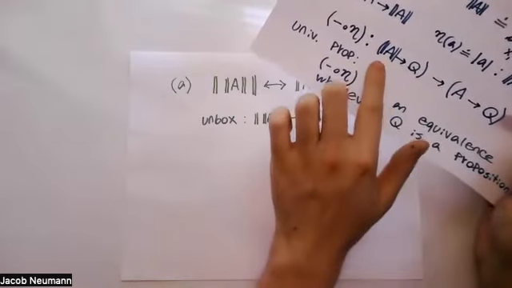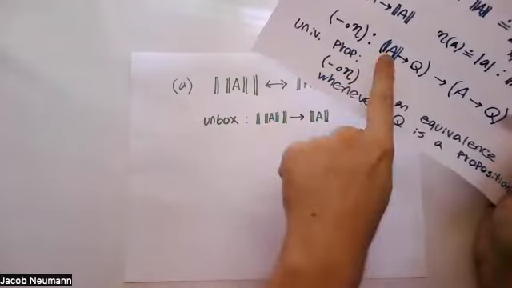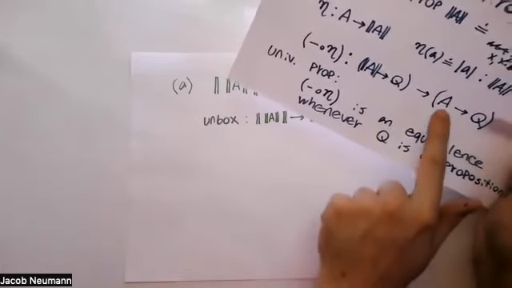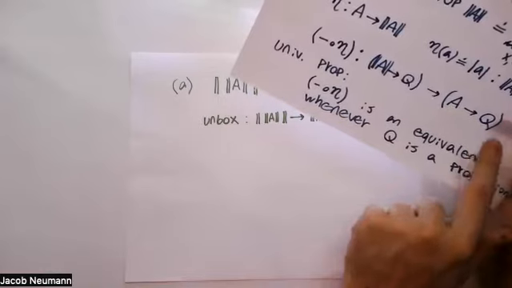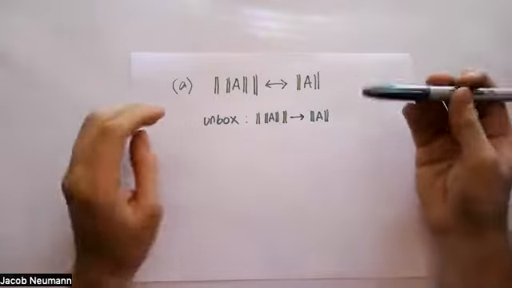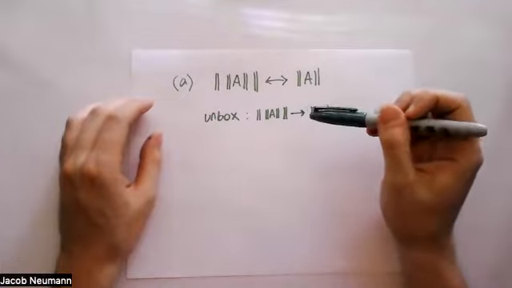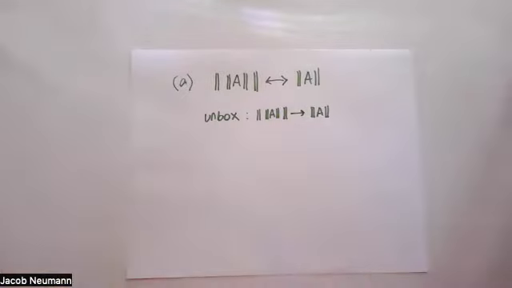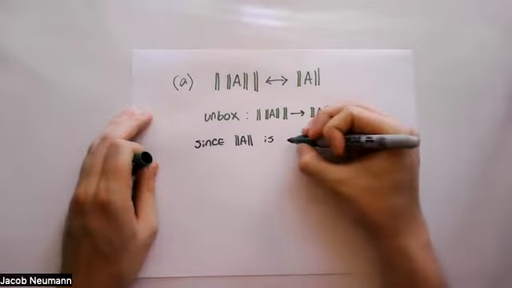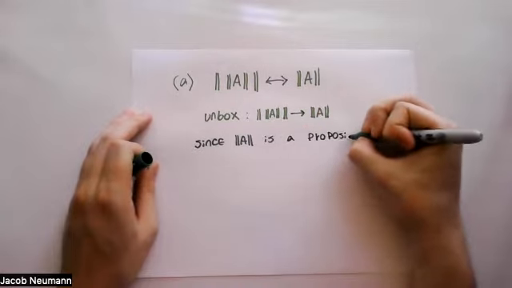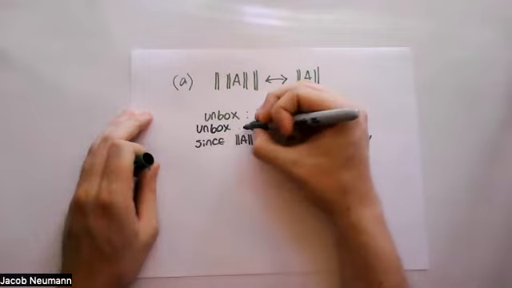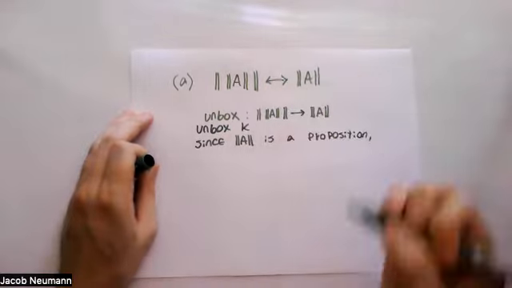So if we want to construct something from truncation A into Q, which is truncation A, then we just need to get something from A into Q, which is truncation A. So sorry if that was a little bit unclear, but this is how we write functions dealing with truncations: we say that since brackets A is a proposition, we want to say what is unbox of some K. So K is a truncation of truncation A.